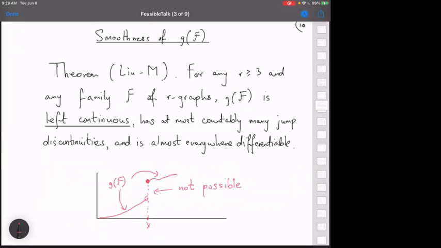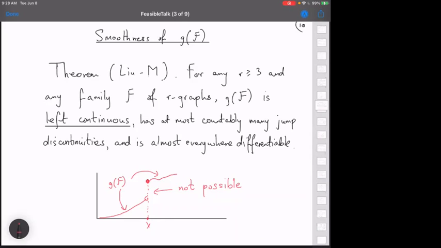So this is a fairly easy statement. It's the first, I guess, proposition or easy theorem. It says that this G function is left continuous. It has at most countably many jump discontinuities and is almost everywhere differentiable. So it's fairly nicely behaved for any hypergraph family F. So let's see how this works. Why is it left continuous?